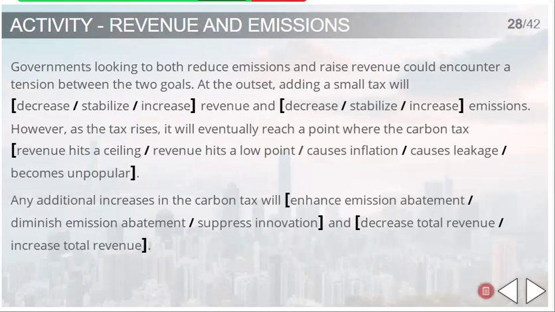Make sense of the phrases by clicking the right option from each parenthesis.